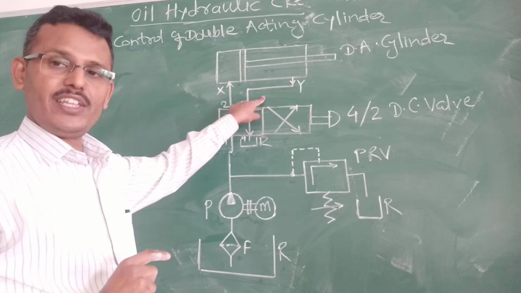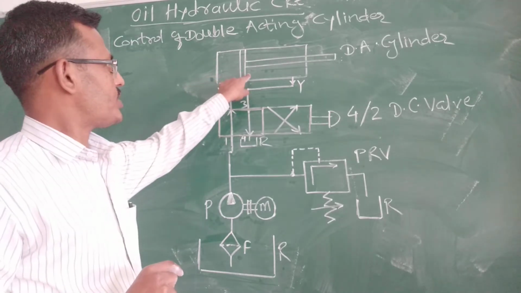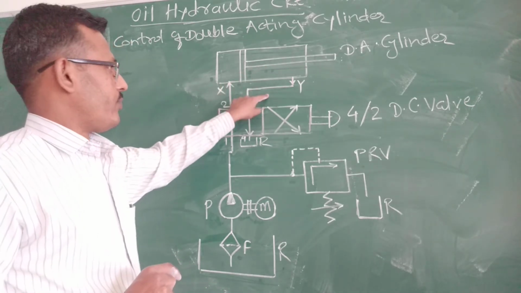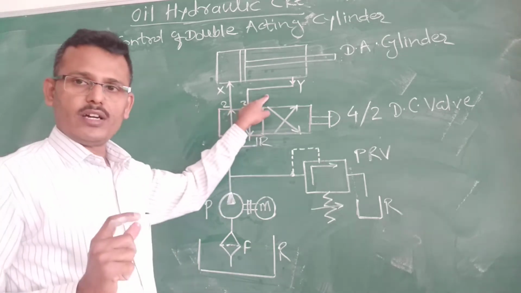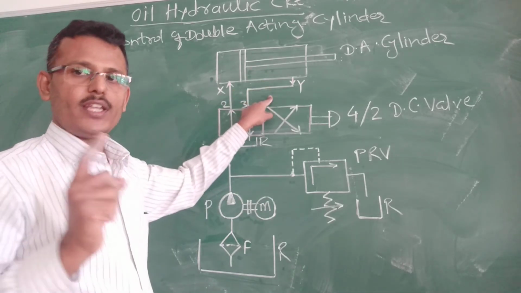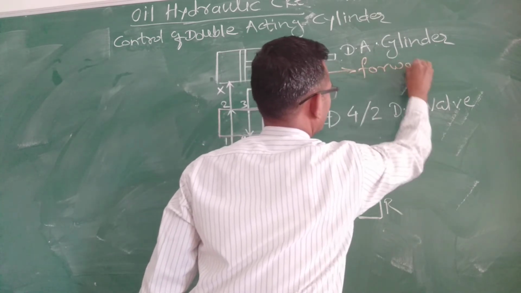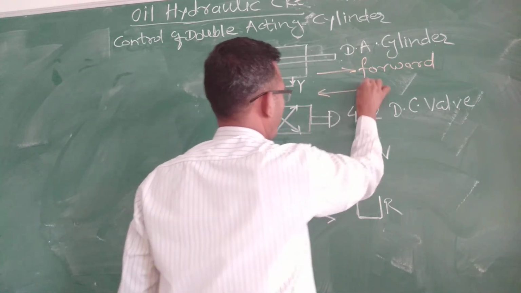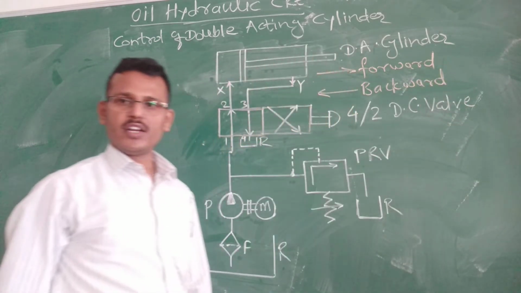This is a linear actuator. It consists of a cylinder, which is the outermost body, then a piston, and a piston rod connected to this piston. The main purpose of this double acting cylinder is that we have to obtain 2 movements of this actuator. One is the forward movement, which we have to obtain here. And another is the backward movement, or we can say the return stroke.